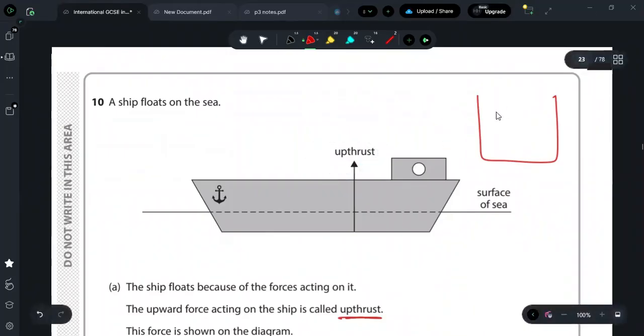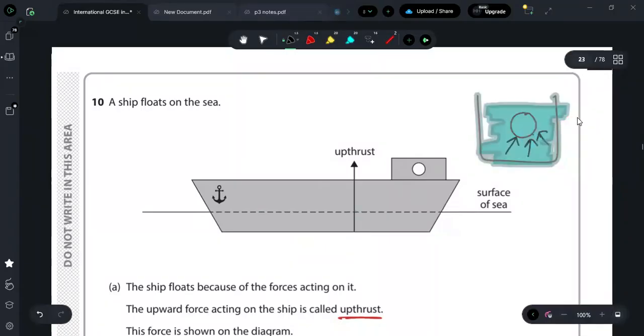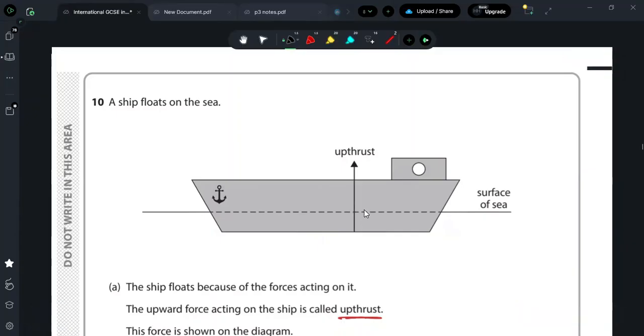upthrust. For example, if I have a beaker and I put a ball in it, and the whole beaker is filled with water or any sort of liquid, that liquid will exert a force on this particular object. Here, since the ship is submerged this much inside the water, the water is giving it an upward force, which is upthrust. Remember that the more submerged it is, the more the upthrust increases. Why? Because the more submerged, the more liquid is able to give that force on the object, right?